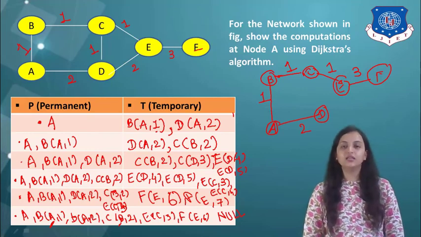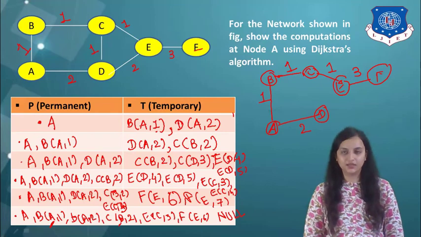You have to remember that the target is to shift all the nodes on the permanent side by checking all the outgoing connections with the labels given to it. So I hope this Dijkstra's algorithm is clear to you now, for any network, to obtain the shortest path.